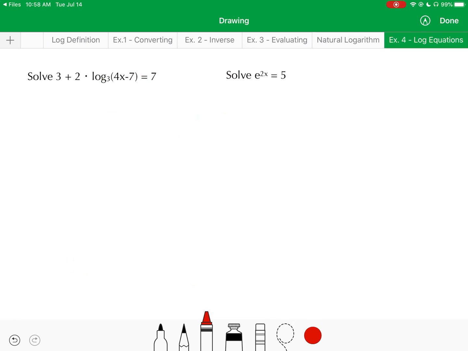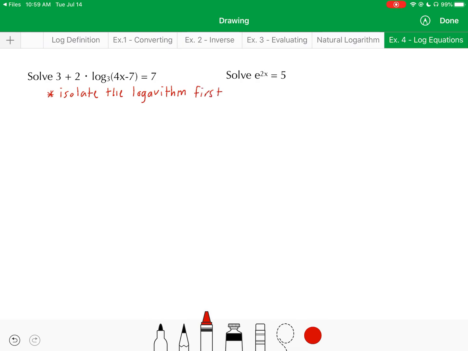All right, and then one more set of examples here. Here are a couple of logarithmic equations to solve. Let's focus on the one on the left-hand side first. If there's only one logarithm in the equation, I would always begin, if possible, by trying to isolate the logarithm first, meaning get it by itself.